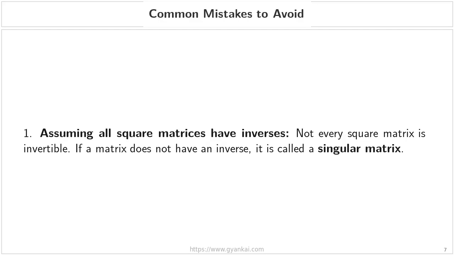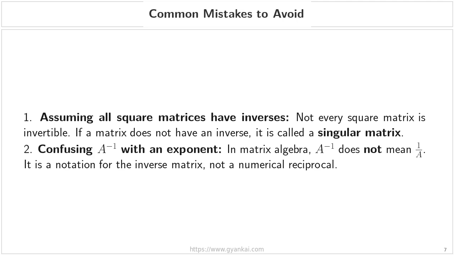First, a very common misconception is assuming that every square matrix is invertible. While we have focused on matrices that do have inverses, in reality, not every square matrix possesses one. If you encounter a square matrix that does not have an inverse, we call it a singular matrix.